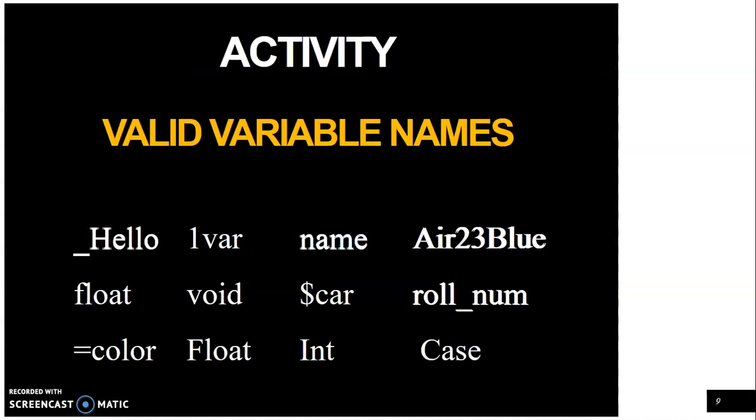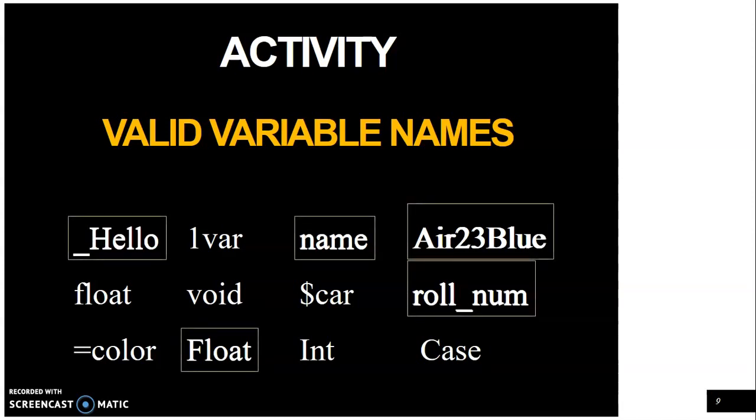So here is an activity. Tell me which one is the valid variable name. Let me tell you, all these are valid variable names. You will say that float is not a variable name because it's a reserved word. No, it's with a capital F, and you know that the C language is case sensitive. So we can give the name of the variable with a capital F.